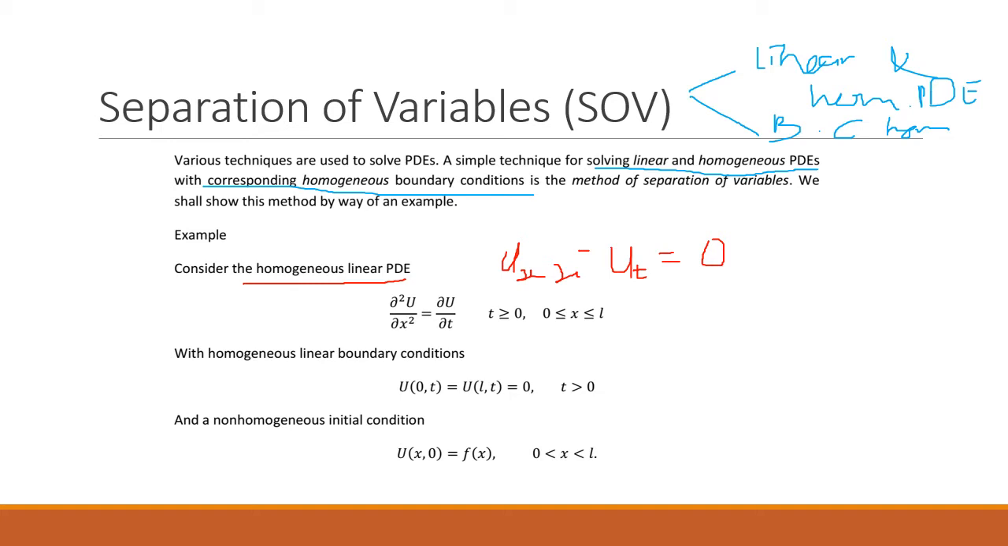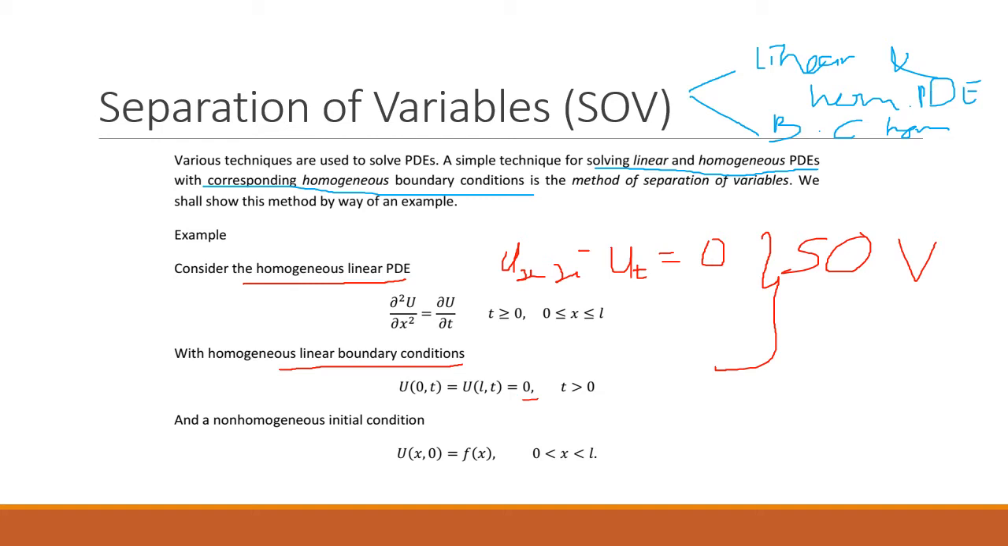Okay, so this is the homogeneous linear PDE with homogeneous linear boundary condition. So kita tengok boundary condition dia, u(0,t) equal to u(L,t) equal to 0. So maksudnya dekat sini dia equal to 0. Jadi dia punya boundary condition dia adalah homogen. Jadi dekat sini bila kita tengok dua ni, kita boleh guna separation of variable methods. Okay, dan dekat sini kita ada satu lagi, non-homogeneous initial condition.